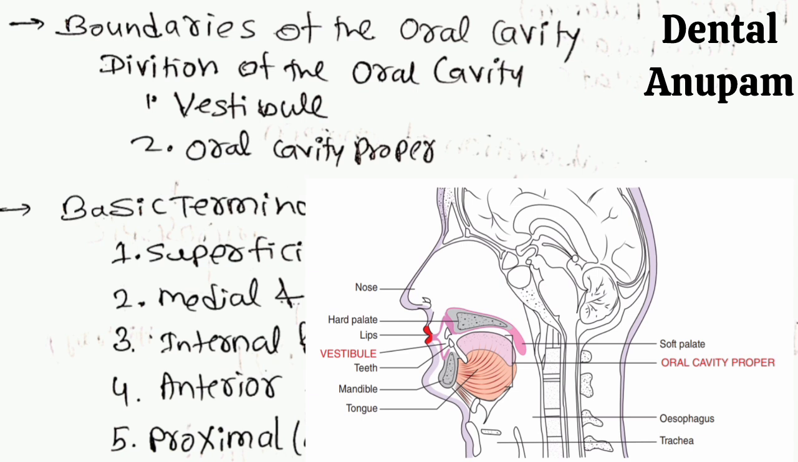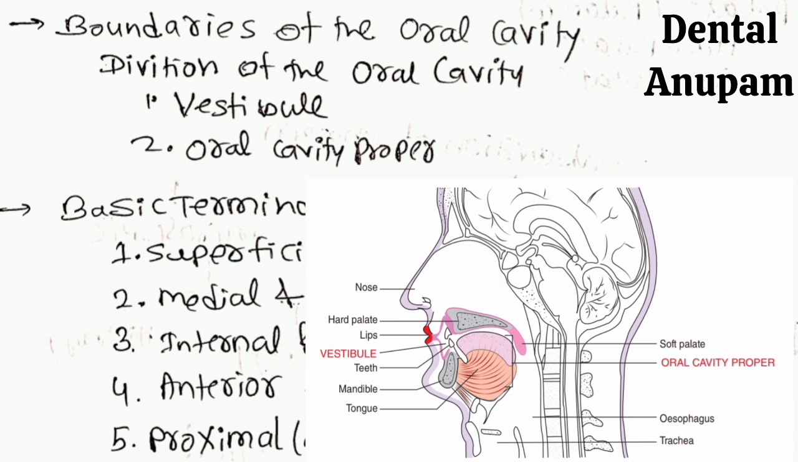The vestibule communicates with the exterior of the body through the orifice of the mouth or the oral sphincter, also called the rima, and with the oral cavity proper on either side through the narrow space behind the wisdom teeth when the mouth is closed.